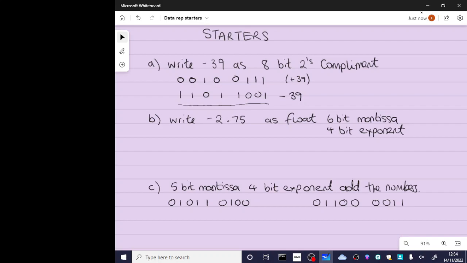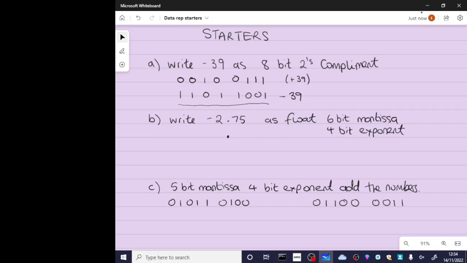Minus 2.7. So it's negative, so that's going to cause me problems. I don't know how to write minus 2.7, especially in floating point. So what I'm going to do is I'm going to write down plus 2.7. So when I'm doing my binary stuff, we start with the fixed point.